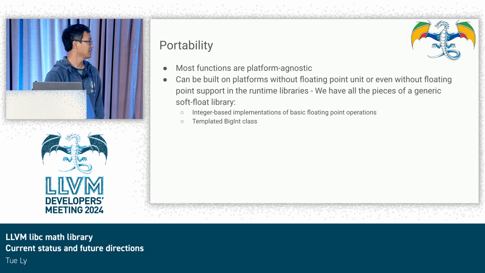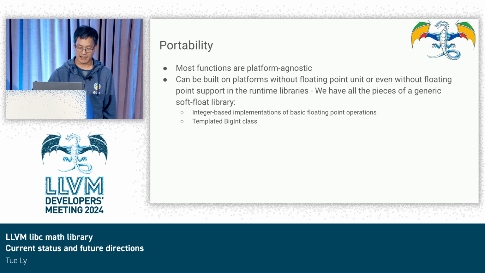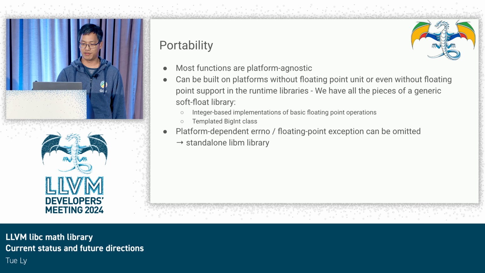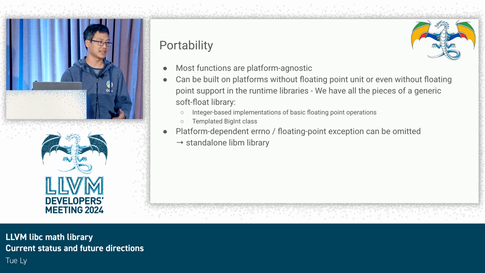We also have a template big integer class that surprisingly works quite well, even for 10,000s of bits. You might want to optimize for the performance of your target if you need to. But at the end of the day, all you need is a single integer type, and we can spawn the whole floating point environment for you. All of the platform-dependent errno and floating point exceptions can be omitted within our library with some configs. That needs some work to be done, so that you can build a standalone libm library that doesn't depend on anything from libc, and that can be run anywhere.